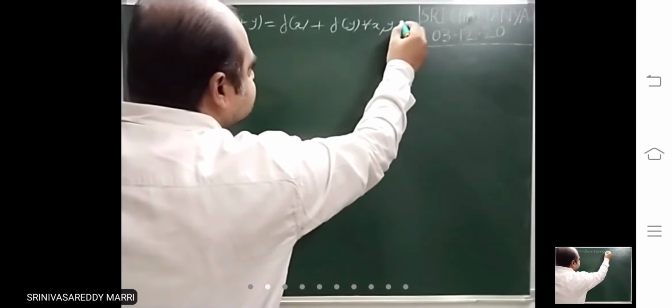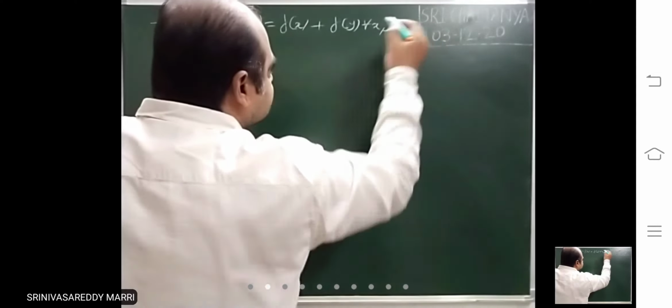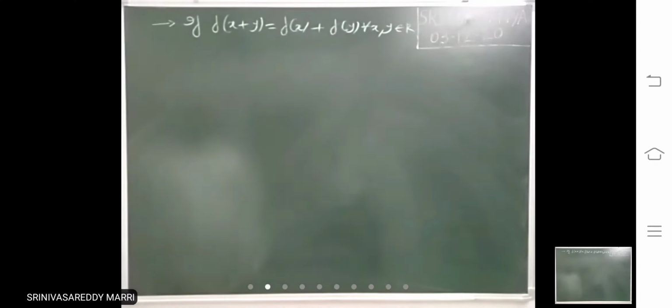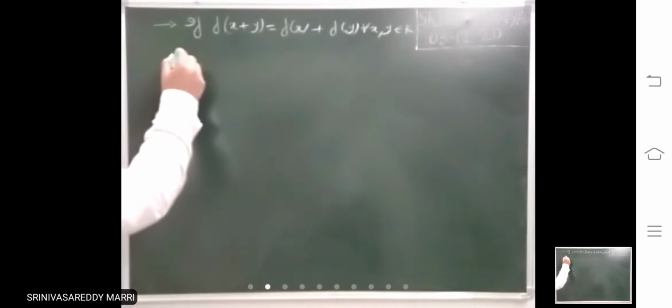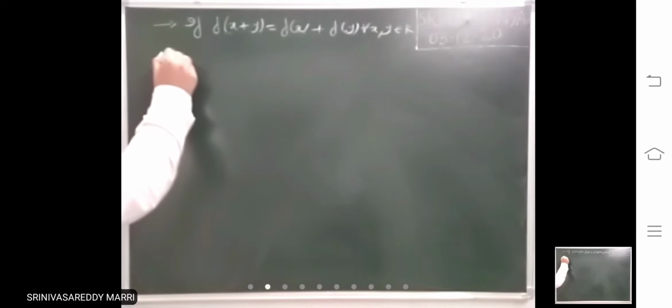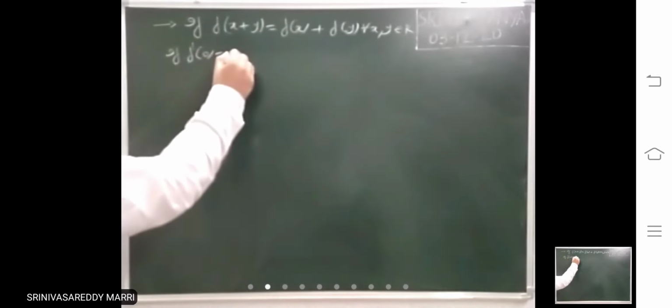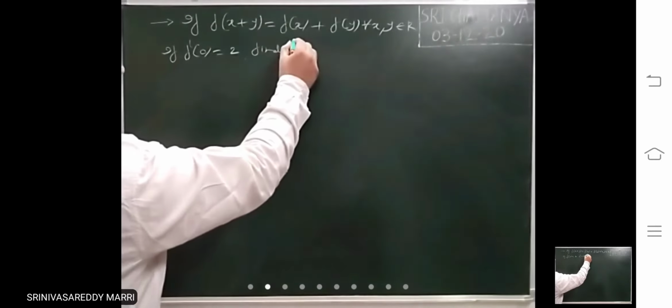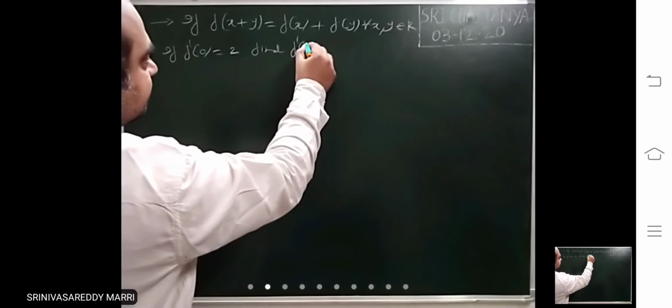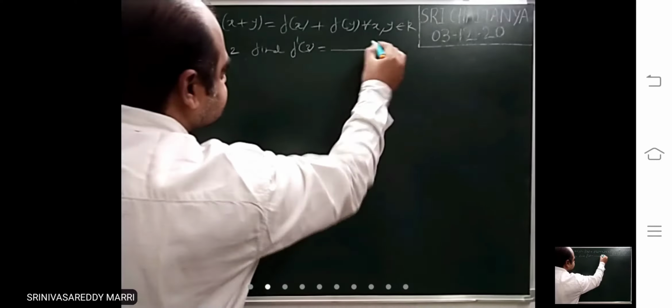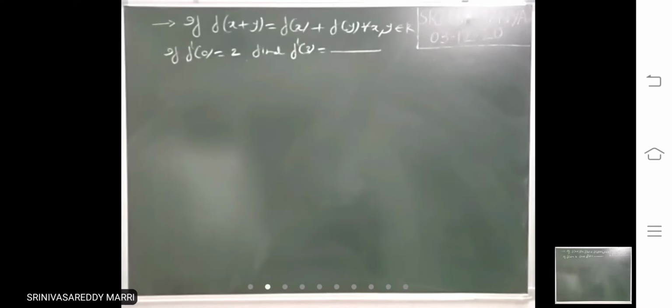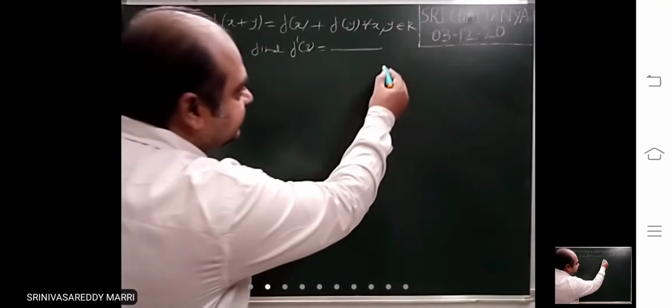If f of x is satisfying a condition such as f of x plus y equals f of x plus f of y for all x, y belonging to R, and f dash 0 equal to 2, he will ask about the derivative at some point. Find f dash 3, let us say. So you will be given an equation.